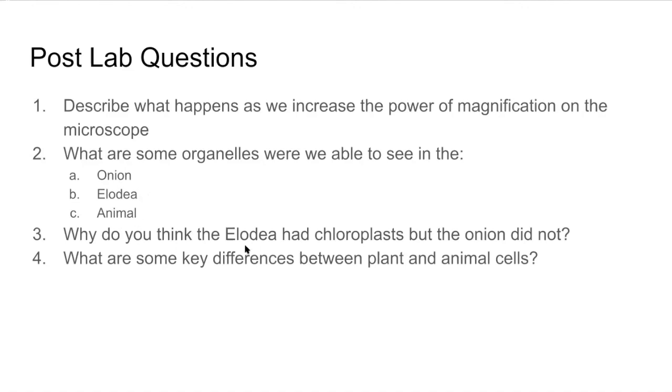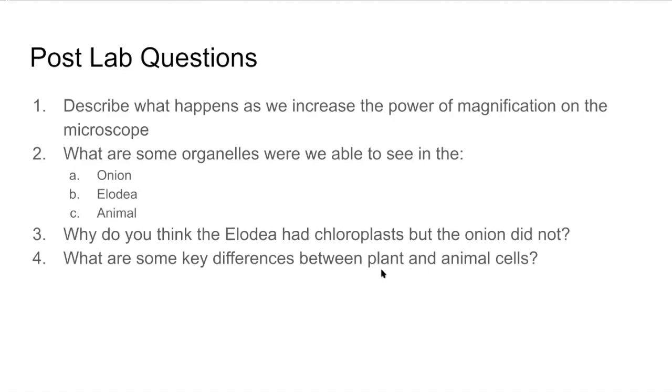So why do you think the elodea, a green plant, had chloroplasts, but the onion, which is also part of a plant, did not? Well, think about what chloroplasts do. They take in sunlight and process sunlight into carbohydrates during photosynthesis. So the green part of a plant, the leaves, are going to be exposed to the sun and therefore can do photosynthesis. But the onion leaves, which are specialized leaves, specialized to store starch in the plant, these leaves are not exposed to the sun. They are going to be underground. And since they do not come in contact with sunlight, they're not going to be doing any photosynthesis. So they do not need chloroplasts.